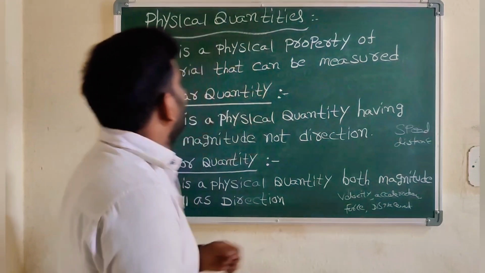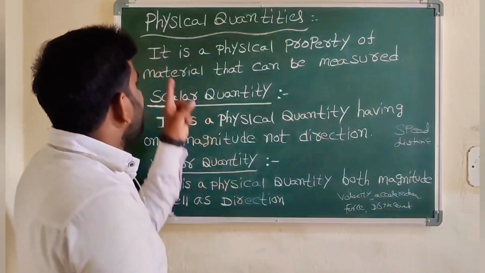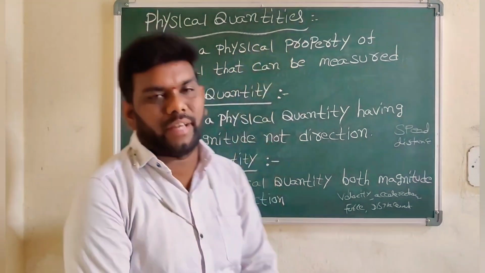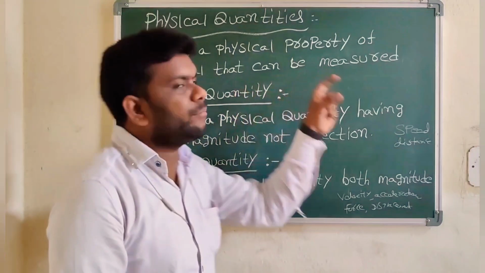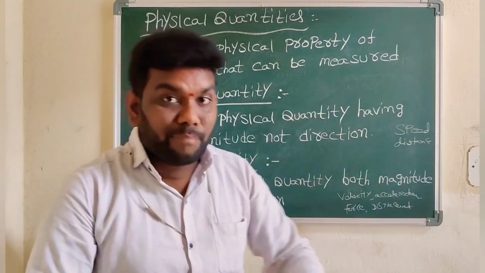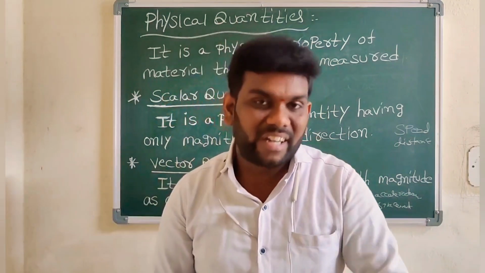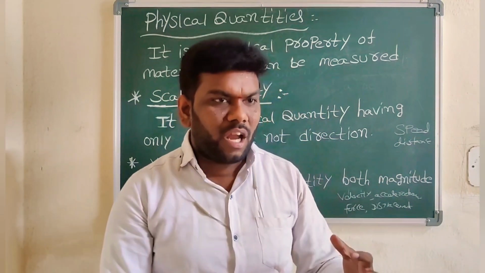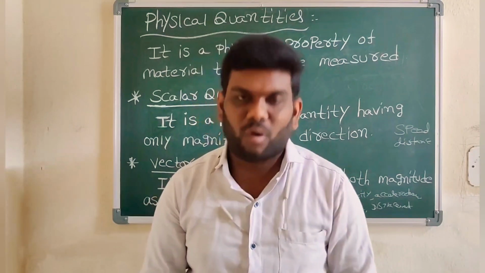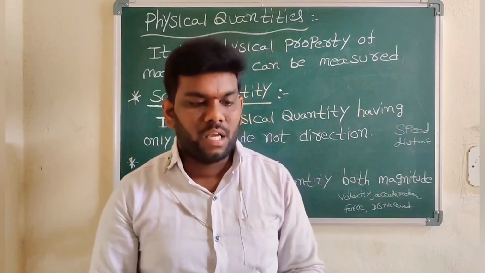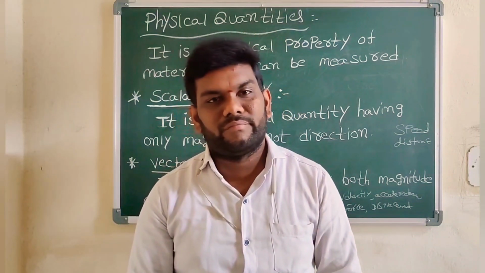Let us talk physical quantities. What is a physical quantity? It is a physical property of material that can be measured. Manam ee quantity naithe measure cheyagalamo dan manam physical quantity antam. It is nothing but which quantity is measurable is called physical quantity. So students, physical quantity means which quantity is measurable.